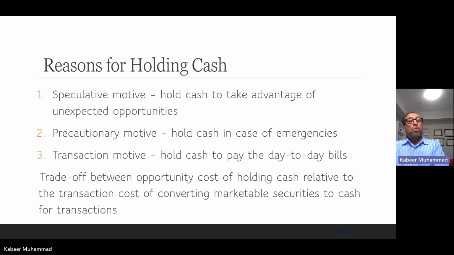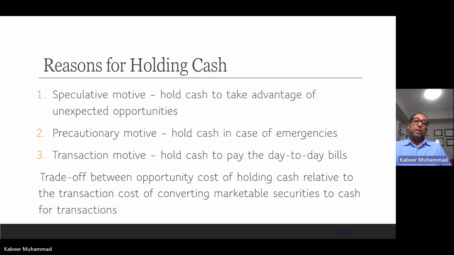Reasons for holding cash. Now, why do we hold cash? It's Keynesian theory. Keynes presented it in modern economics, in his 1936 book, The General Theory of Employment, Interest, and Money, in which Keynes produced these three motives of holding cash.